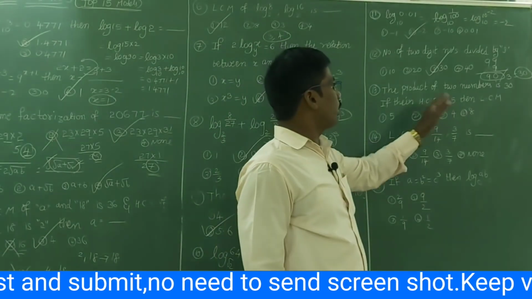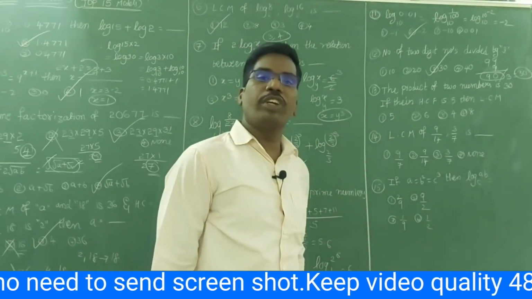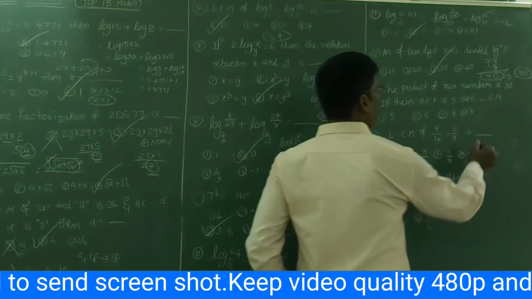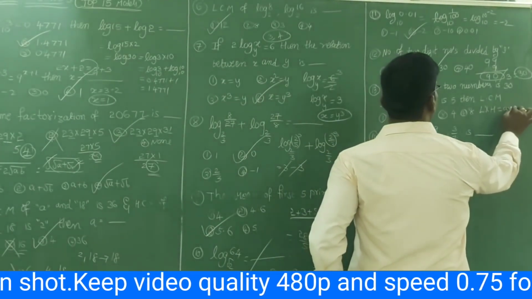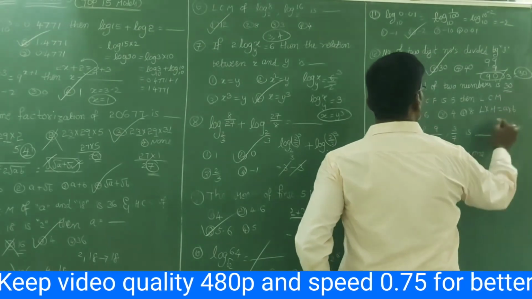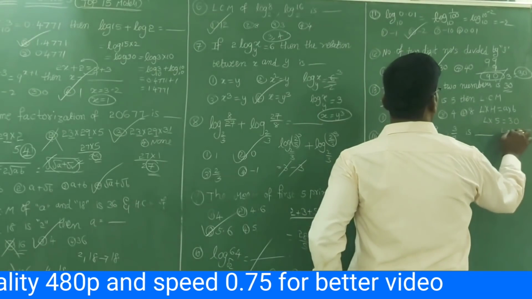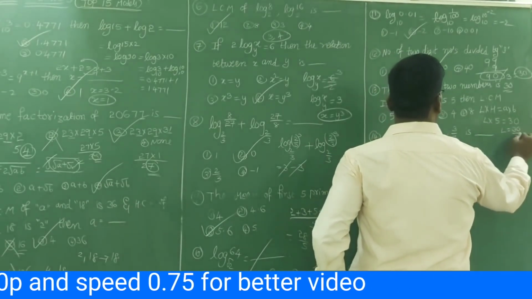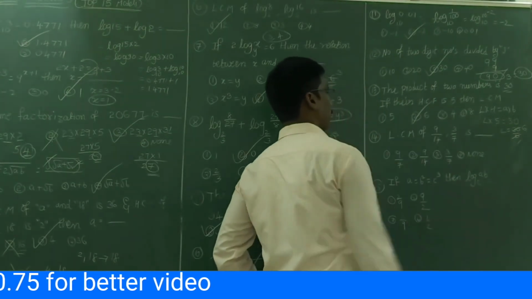The product of two numbers is 30, the HCF is 5, then the LCM. I already told you HCF into LCM is equal to A into B. So we want the LCM. L into H is equal to A into B. They have already given A into B as 30. So L into 5 is equal to 30. L is equal to 30 by 5. 5 sixes are 30. So the answer is 6. Second option.